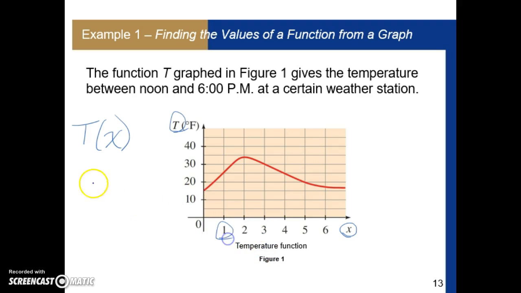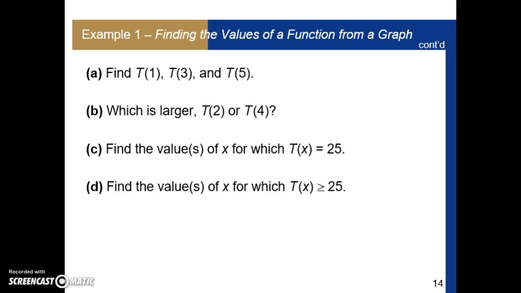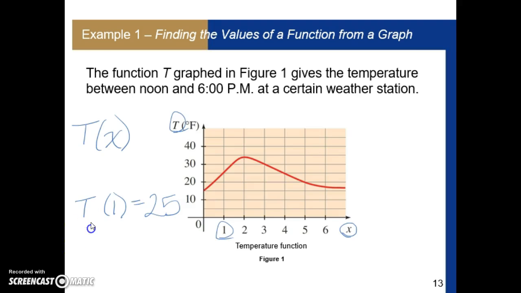And whatever input value I put in there, let's say t of 1, then I can go to that input value, go up to the actual surface of the graph, and find what the output value was. So that output value is going to be 25. So here it says find t of 1, t of 3, and t of 5. So we want t of 3, and we want t of 5. And we can easily do that just by looking at the graph. T of 3 is 30, and t of 5 is 20. So not difficult to do. We know our way around a graph.